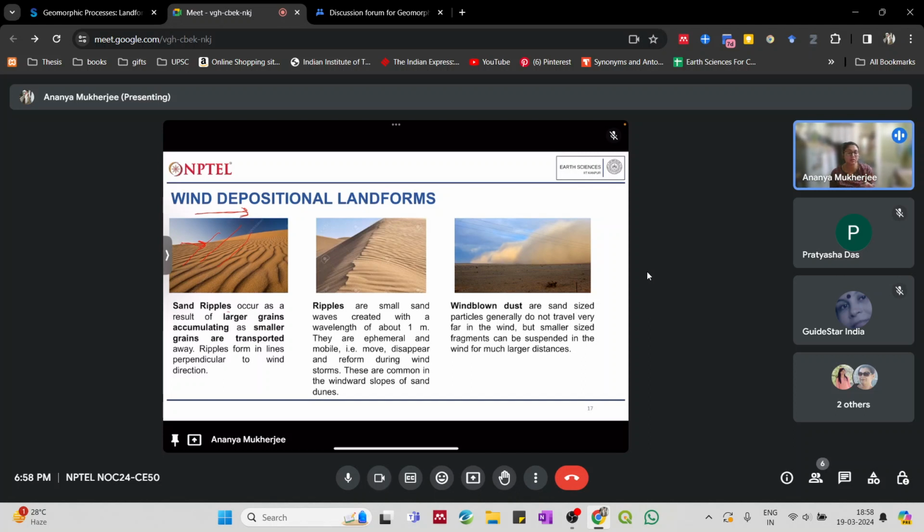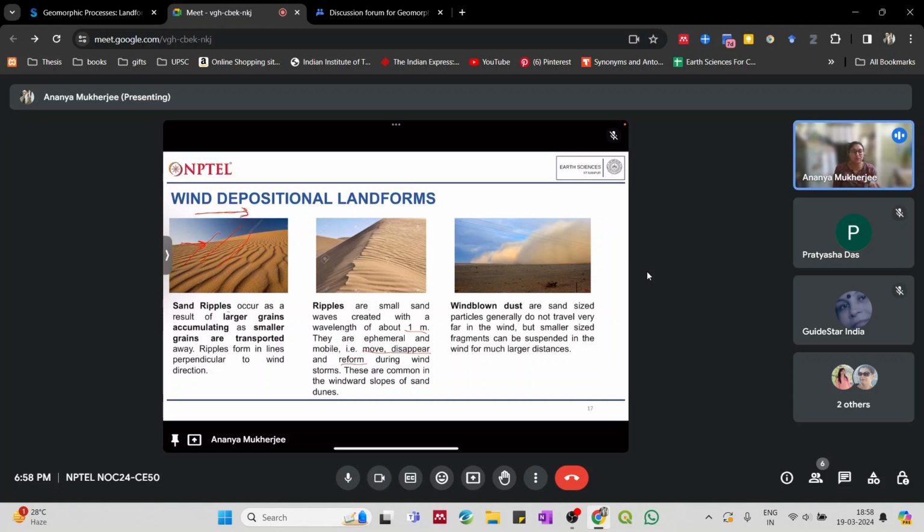Ripples are smaller sand waves that you can see on top of sand dunes. They are just smaller in dimension, and they move as per the changes in the wind velocity itself, and the wavelength is only up to about 1 meter or so. And as I said, they can move, disappear and reform during changes in the wind velocity and direction.